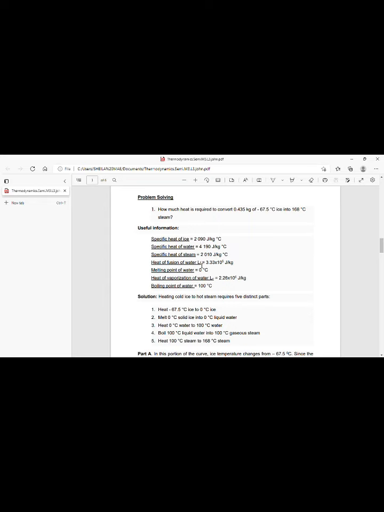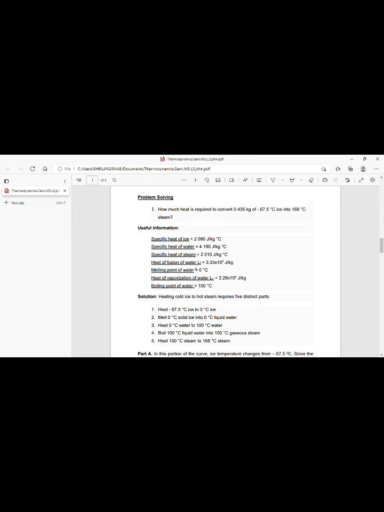The heat of fusion of water, the latent fusion LF, is equal to 33.33 times 10 to the power of 5 joules per kilogram. The melting point of water is equal to 0 degrees Celsius. The heat of evaporation of water, the latent vaporization, is equal to 2.26 times 10 to the power of 6 joules per kilogram. The boiling point of water is equal to 100 degrees Celsius. Okay, keep that in mind.